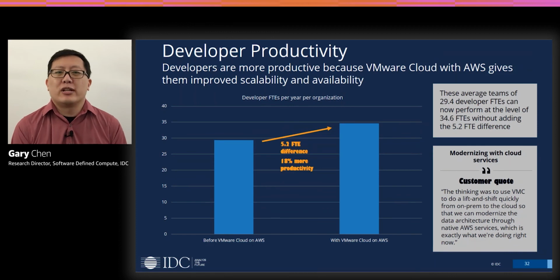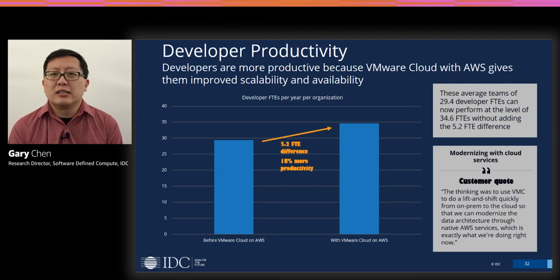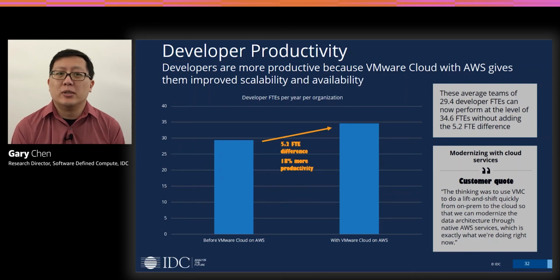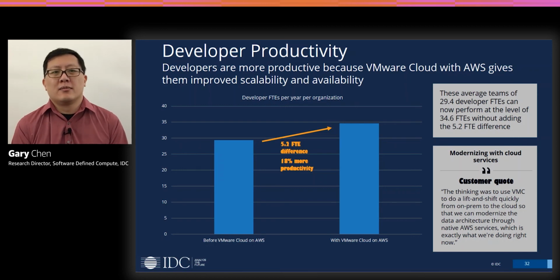And today with digital transformation, developers have really become the engine powering that as they produce all the software that drives those initiatives. And with VMware Cloud and AWS, we found that developers were 18% more productive. So moving to the cloud gave them instant access to resources and easy scalability, and it really removes infrastructure as a blocker to their productivity and innovation.